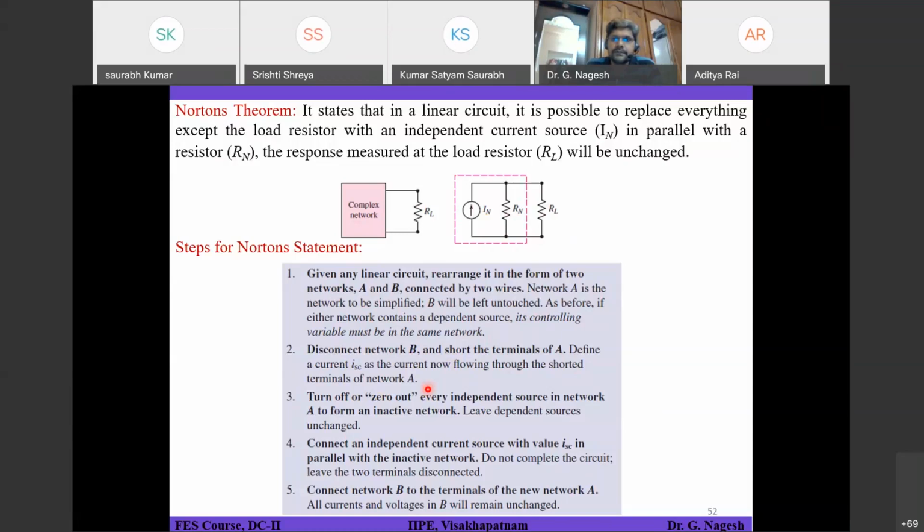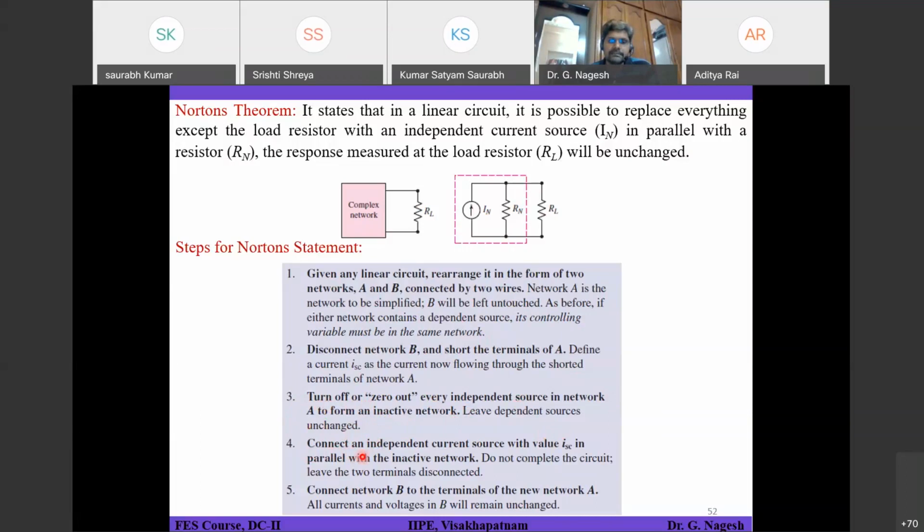You have to short circuit the terminals A and B and find the short circuit current. Denote it as IN or ISC; they are almost the same. To find the Norton resistance, it is exactly the same as in Thevenin's case. Turn off every independent source in network A to form an inactive network. Leave the dependent sources unchanged. And find the Norton's resistance Rn, looking into those terminals.